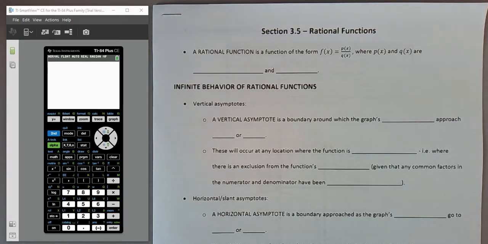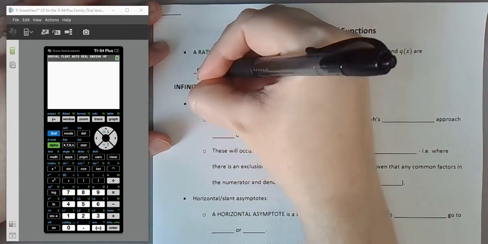In this video, we're going to discuss rational functions. So let's start by defining what a rational function is. A rational function is a function of the form f of x is equal to p of x over q of x, where p of x and q of x, specifically the numerator and denominator, are polynomials.